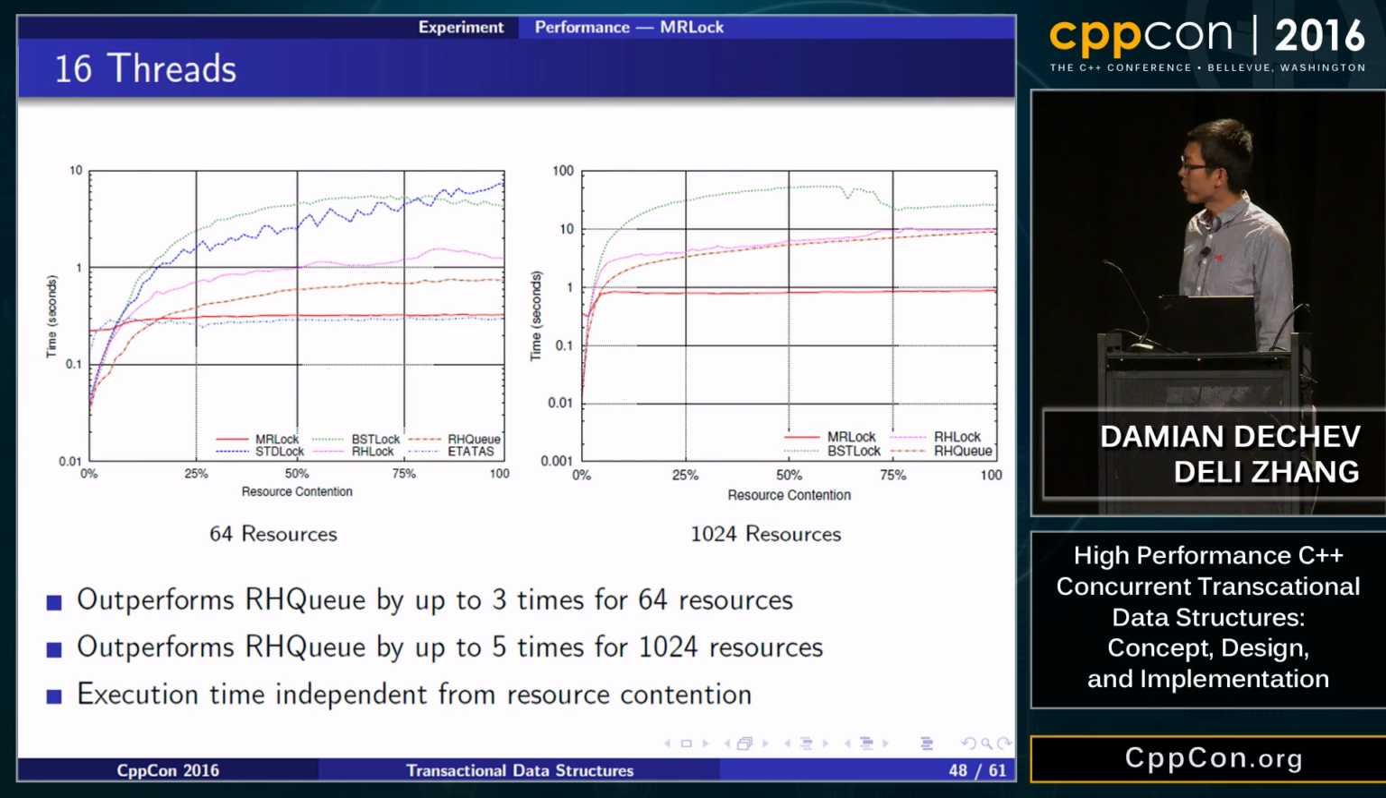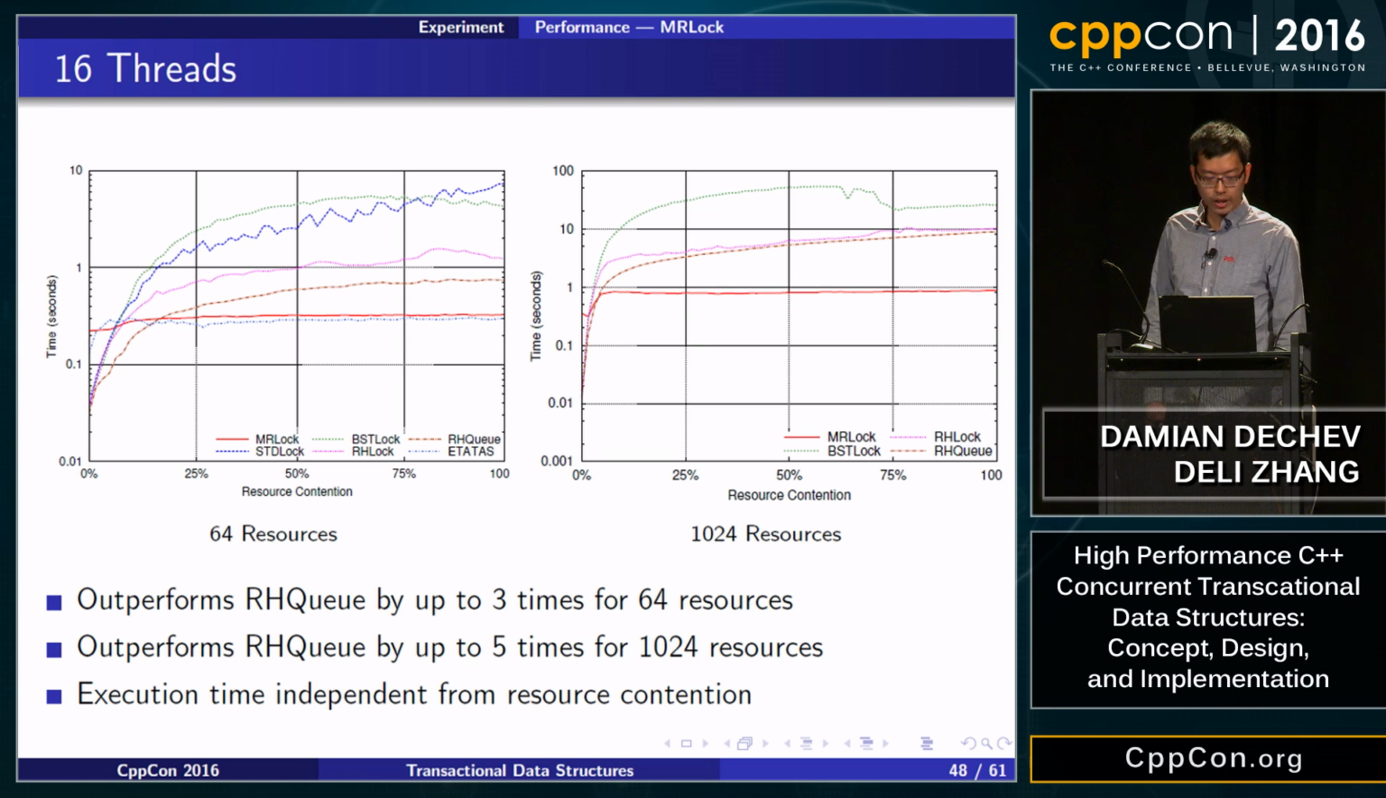Now, these two graphs show the execution time for acquiring and releasing a million locks on 16 threads. On the left, we have the execution time for 64 resources. The x-axis represents the resource contention level, which is the number of requested resources divided by the number of total resources. As we increase the resource contention level, the locking protocols, including two-phase locking and resource hierarchy, have execution time that increases linearly.